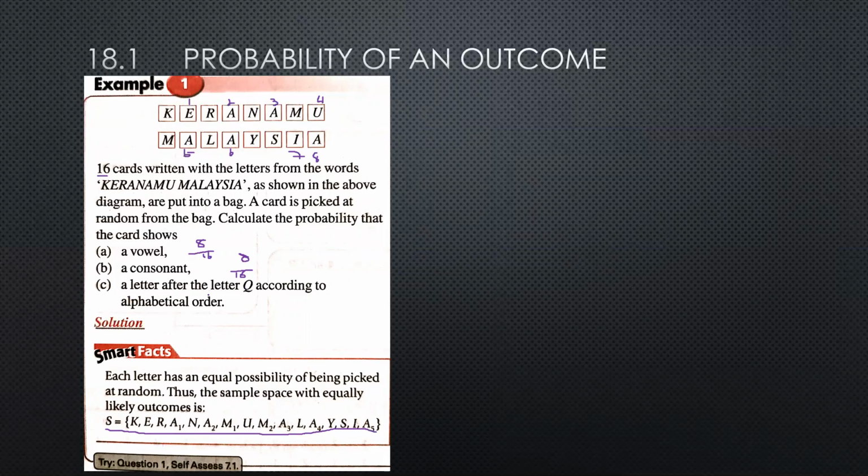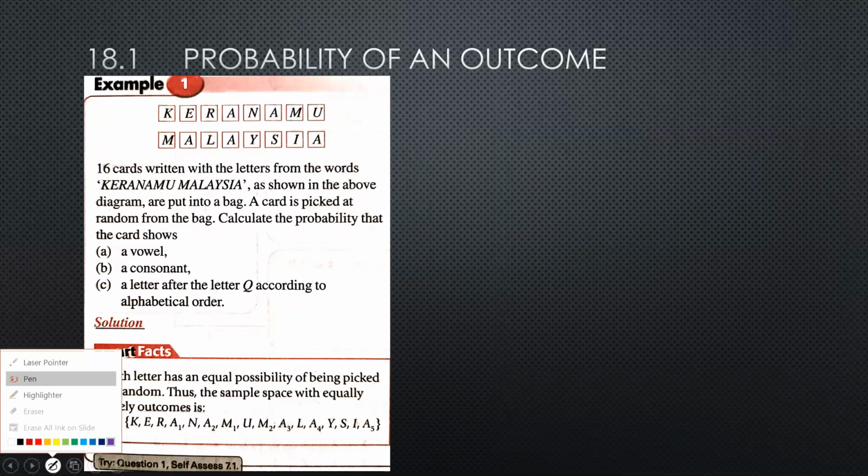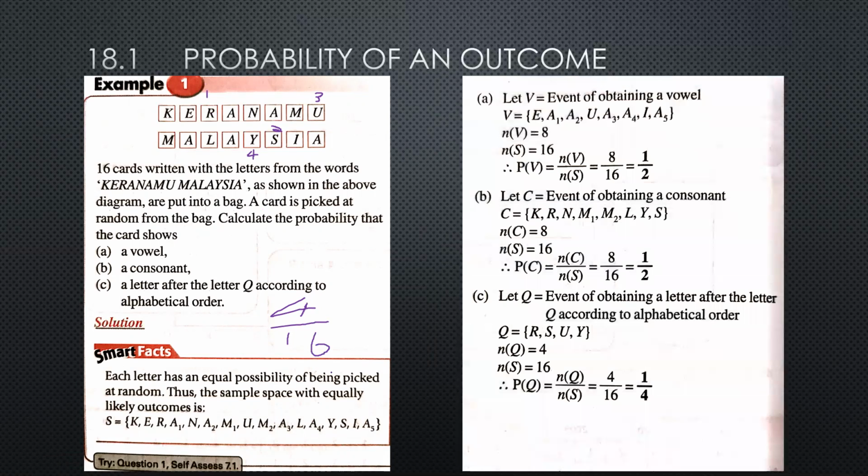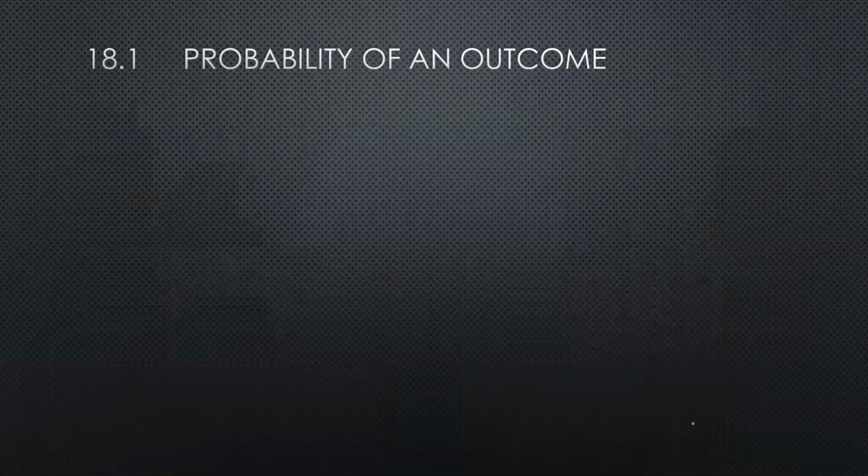A letter after the letter Q, according to alphabetical order. After Q, we have R, S, T, U, V, W, X, Y, Z. So I have R, S, T, U, V, W, X, Y. Okay, so I have 4 letters. So it's actually 4/16. Remember, you have to simplify the outcomes. So our outcomes will be 1/2, 1/2, and 1/4. So this is how you do probability.